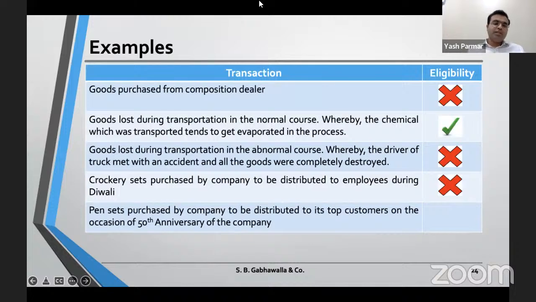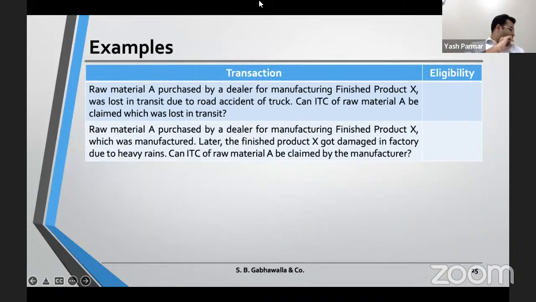Now, again, even though this gift is given to the customers of the company, it is in the course of business. Because there is business, there are customers, and therefore you are giving this gift. Despite all these facts, you will not be entitled to claim ITC because goods given away as gift is a block credit, and therefore ITC will not be available.